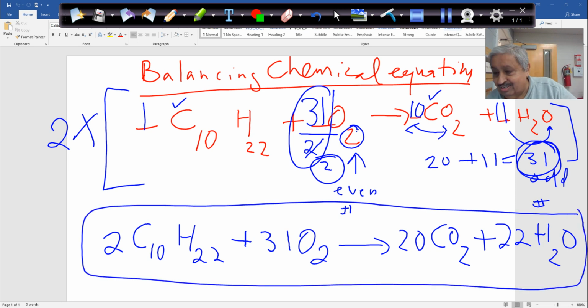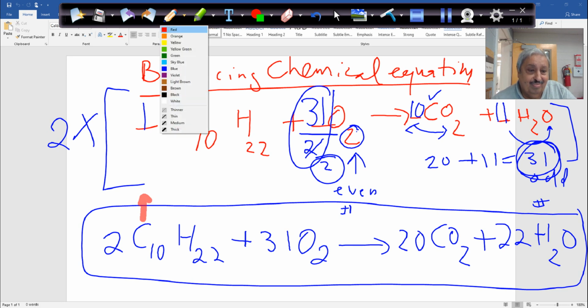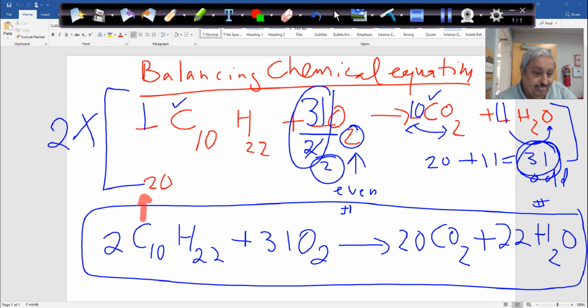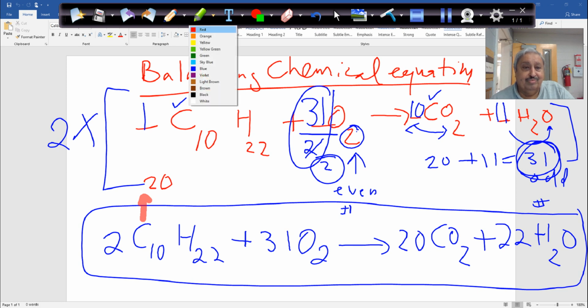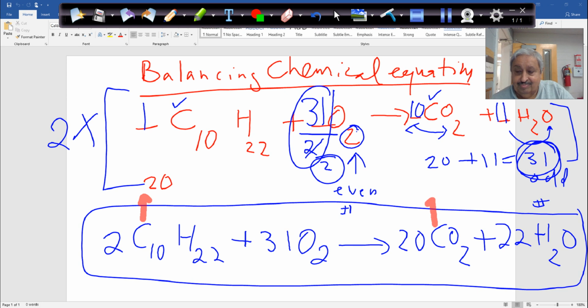Let's look at this. Let's start with carbon. Carbon is 2 multiplied by 10, is 20. Oops, sorry. That's 20. Then here, how much do we have? We have 20, correct? So that's balanced here. So carbon is good.